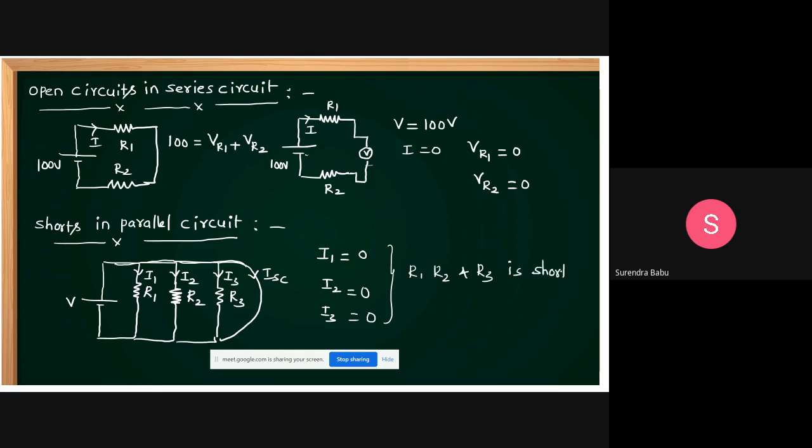R1 and R2 and R3 is shorted. It is short circuited. Now in this case, I am giving one more example here. For example, this is the voltage source. This is R1. Let me connect R4 here, and this is R2, and this is R3, and it is shorted.